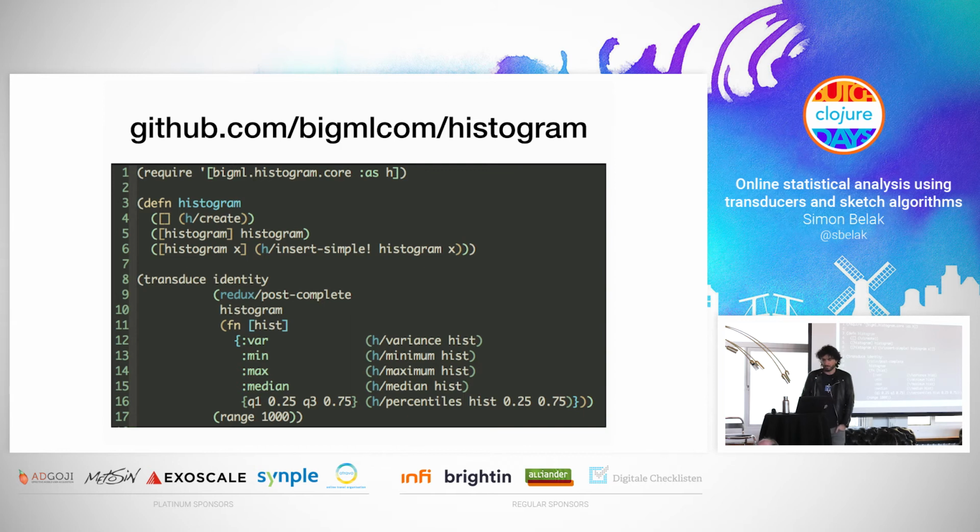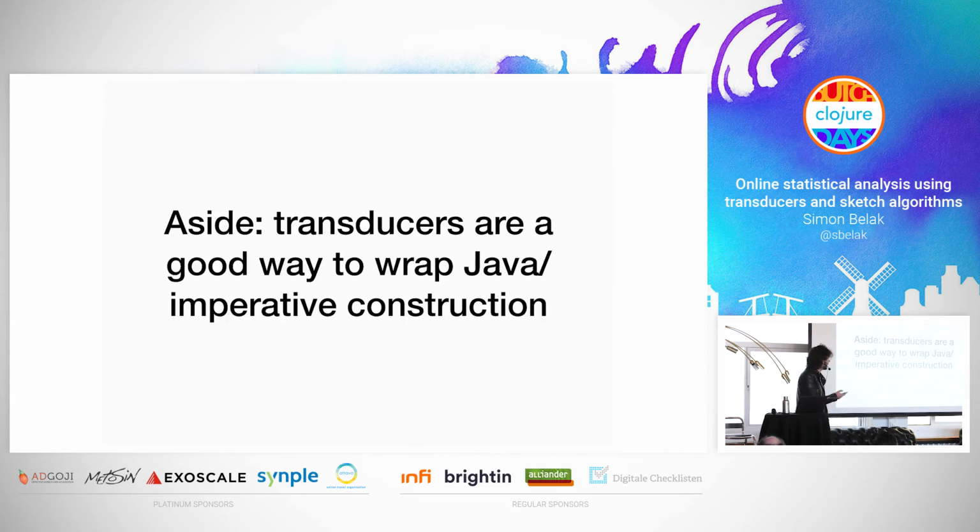As a quick aside, I find this pattern of wrapping Java construction or some very imperative steps in a transducer to be a very nice pattern, because it removes all this nestedness and ensures that all the methods are called at the end and so forth. This is one of the better cases of how we can use the one-arity aspect of a transducer to do any last steps or closing streams and so forth.